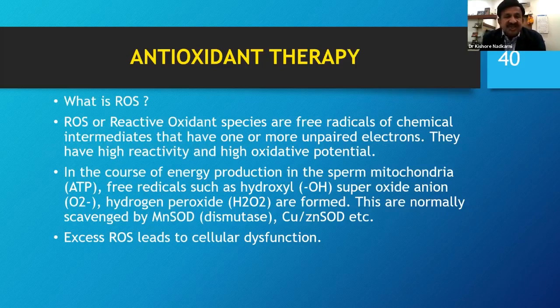Reactive oxidant species are free radicals or chemical intermediates that have one or more unpaired electrons. In the course of energy production in the sperm mitochondria, free radicals like OH minus, O2 minus, etc. are formed, and these are normally scavenged in the body by dismutases, by glutathione, by tocopherols, etc. Excess of ROS leads to cellular dysfunction. Now, what does this cellular dysfunction do?